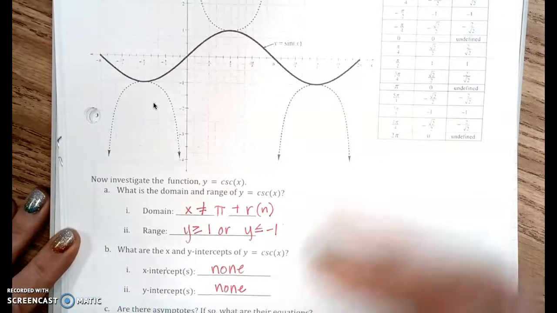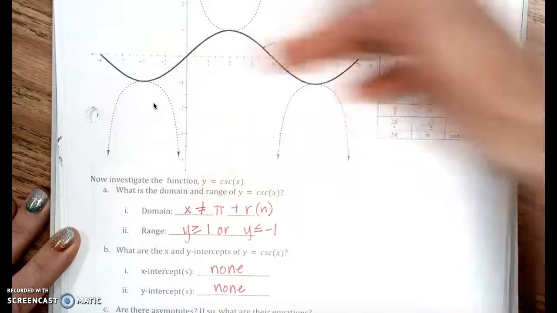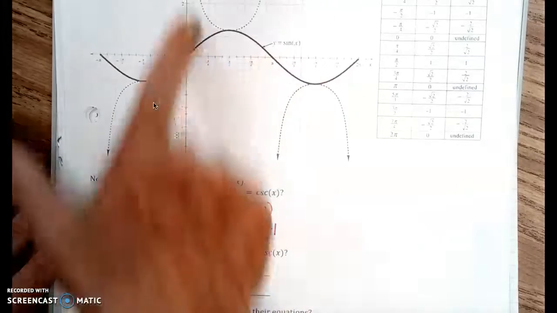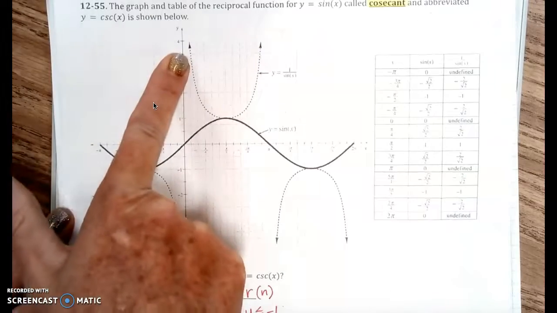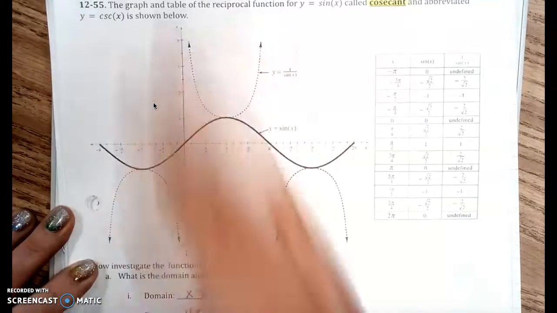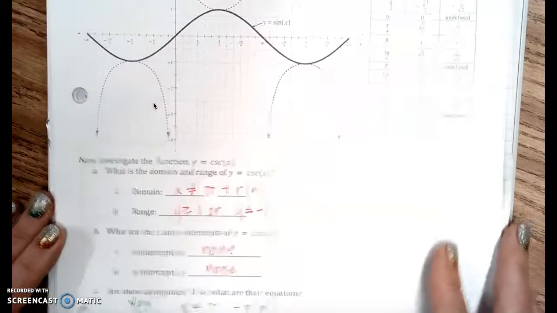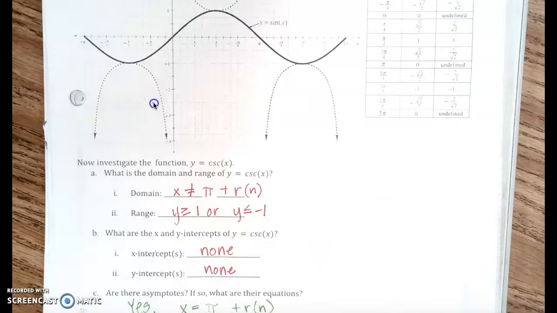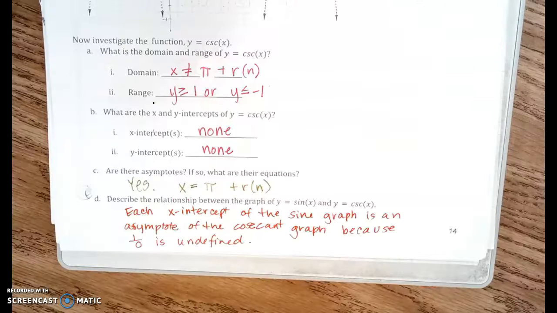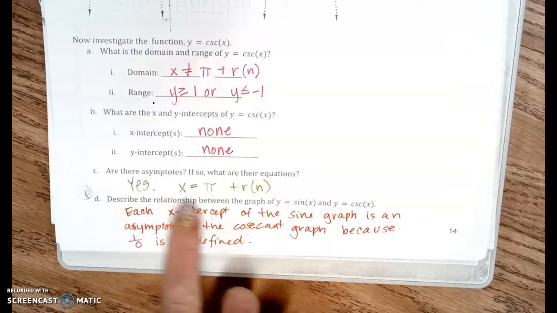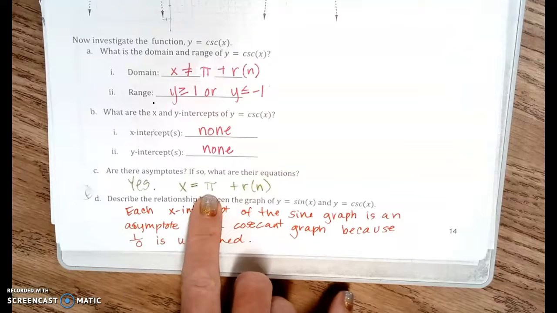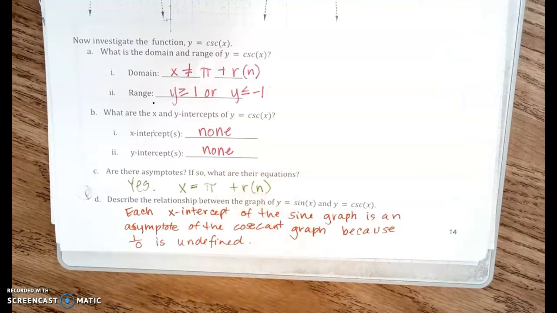What are the x and y intercepts? There's no x intercepts and there's no y intercepts. It kind of looks like it's going to get to it right there, but no. There's an asymptote and it's not going to touch it. Part C says, are there asymptotes? And if so, what are their equations? So yes, there are asymptotes. Every multiple of pi.